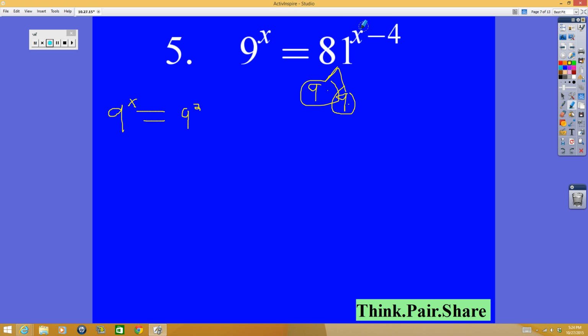Just like 2 problems before this one. Don't forget about this guy, please. He's still there. Can't abandon him. X minus 4, right? Now we got to use our distributive property. Alright. So, my exponent on this side is x.